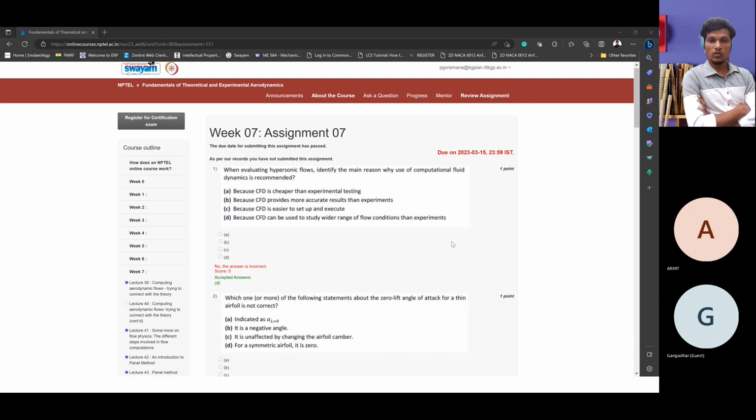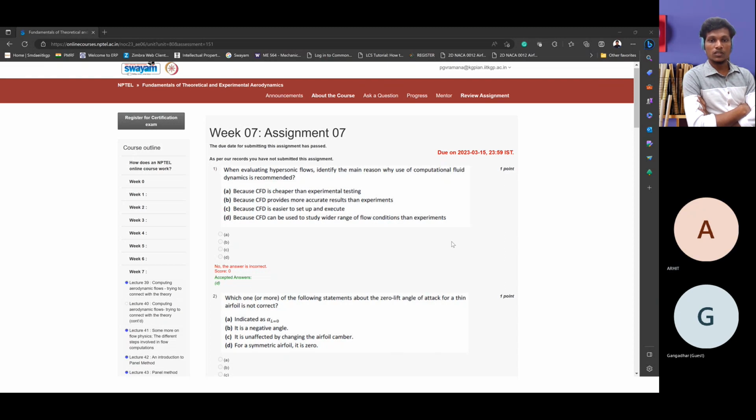And because CFD is easier to set up and execute? No, CFD is not at all easy to set up and execute. If you are coming truly from the basics of the governing equations and until you set up the equations, it is very difficult to handle. It is not at all easy. Anyway, it again depends on what kind of problem you are solving.